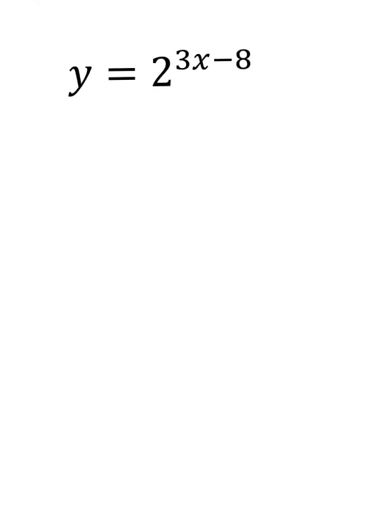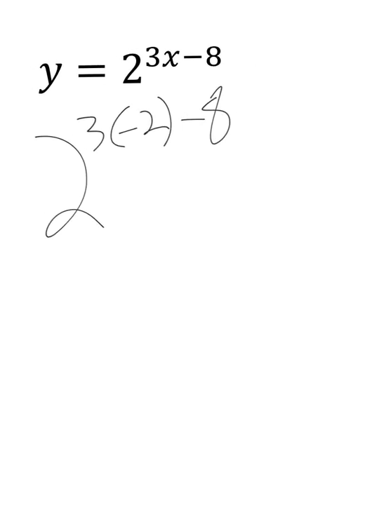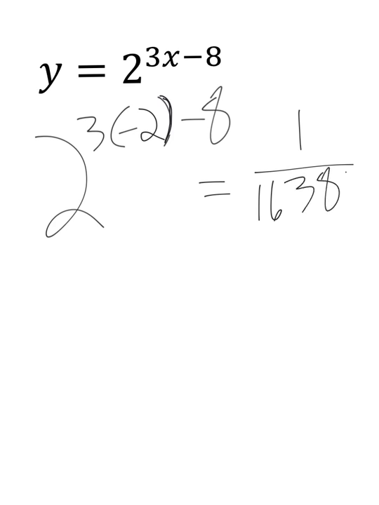The last thing, 2 to the power of 3x minus 8. So I'm going to say 3 times -2 minus 8. I'm going to plug that into my calculator, and that's going to give me 2 to the -14 power, just FYI. So you're going to get a fraction. This is a better example. 3 times -2 is -6, and -6 minus 8 is -14, as I mentioned before. I'm just rewriting that 2 there. And so you're not going to get a negative number. I'm going to get 1 over 16,384.